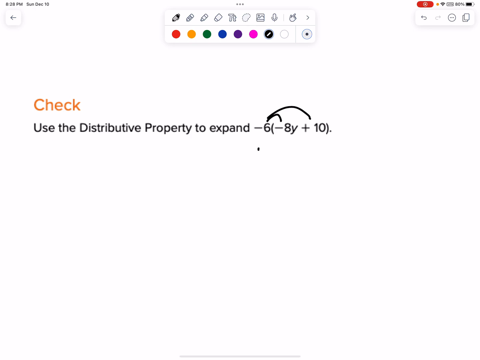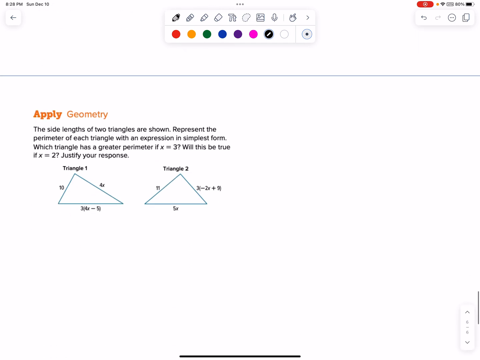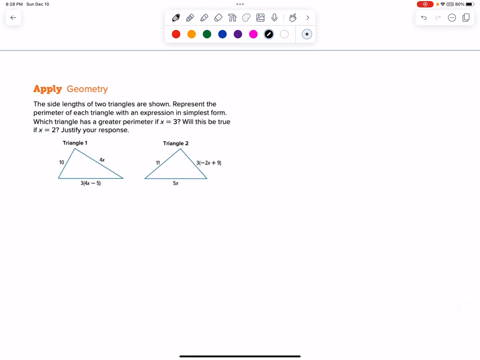So 6 times 8 is 48. Negative times a negative is a positive. So I have 48y plus negative 6 times 10 is negative 60. Because I have the signs like this, I have to change it to subtraction and write minus 60 here as a final answer. It's not a huge deal, but it is more proper to be doing it that way. So I want you to push yourself to always remember to do that. All right, let's go ahead and do your apply part, and then we'll head over to the homework.